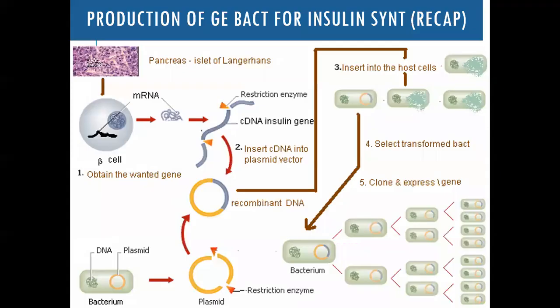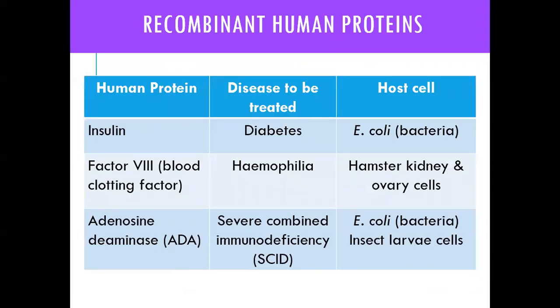So what are the uses so far? The 3 examples you're going to learn are insulin, factor VIII, and adenosine deaminase. All these are produced by genetic technology. The host cell that they used for insulin production is E. coli, a type of bacteria. For factor VIII, they culture hamster kidney and ovary cells.